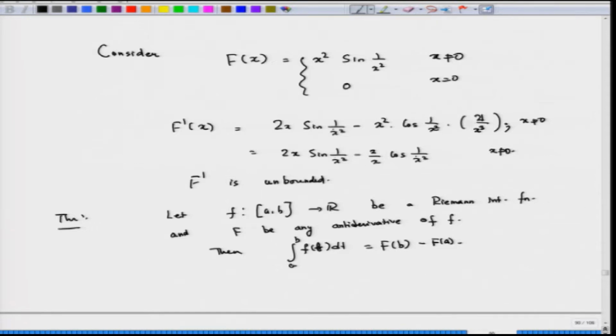Okay. So, this is the second fundamental theorem. Now, next what we want to see is a very powerful tool to compute Riemann integration, that is integration by parts.